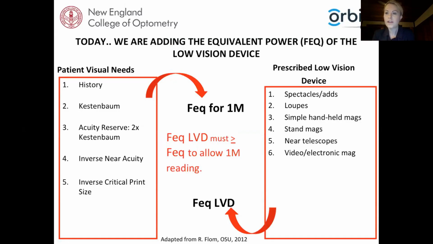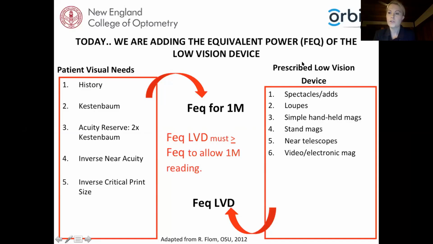And so in the last lecture, we talked a lot about finding the equivalent power required for someone to read 1M print and the different methods we might use to come up with that measurement. We've got really five main ways of doing it, maybe based on the patient's history, based on Kestenbaum's rule, the acuity reserve rule, the inverse of the near acuity, or the inverse of the critical print size. And depending on the situation in the patient and the requirements, you might use any of these rules to come up with sort of an estimate for the equivalent power that might be required to read 1M print.